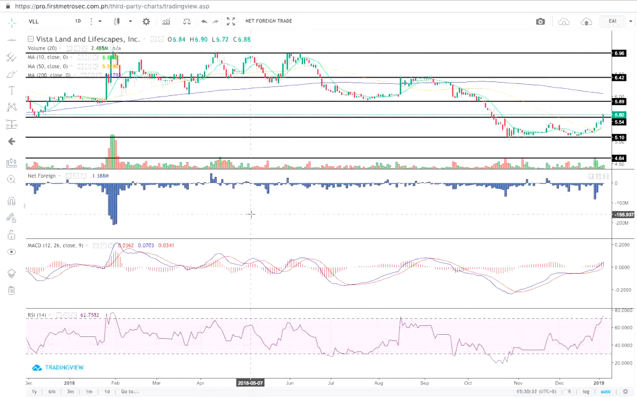So it's safe to say for me that at least for the past 12 months, the status of VLL in terms of net foreign fund flow is in a bearish position. Okay.